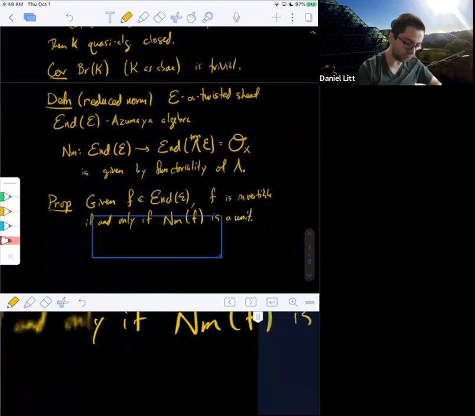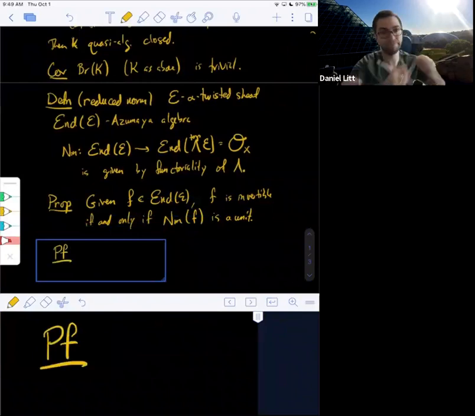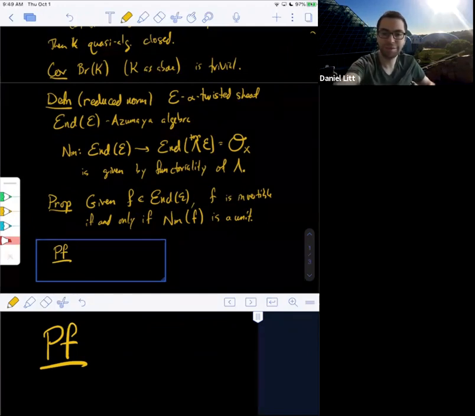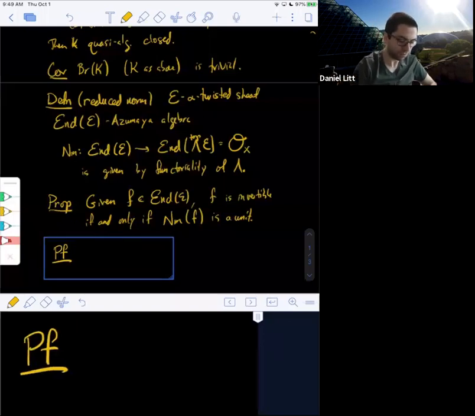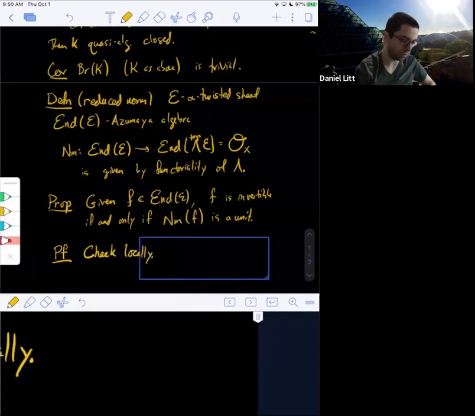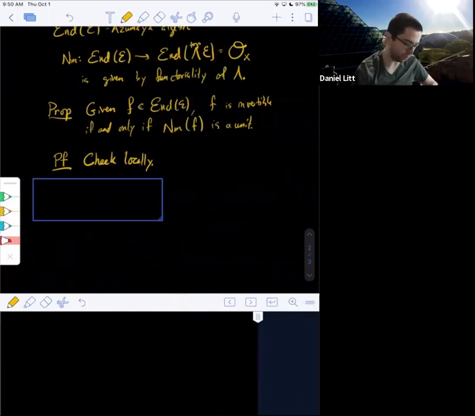So can anyone prove this proposition for me? My hint is that invertibility is something you can check locally. Ben, you unmuted? Yeah, I was going to say that, but then locally it's a matrix algebra, and you know this fact for matrix algebras. Yeah, exactly right. So we just reduce to the local situation where End(E) is just a matrix algebra. So the proof is just check locally. Great. So now let's prove Tsen's theorem.